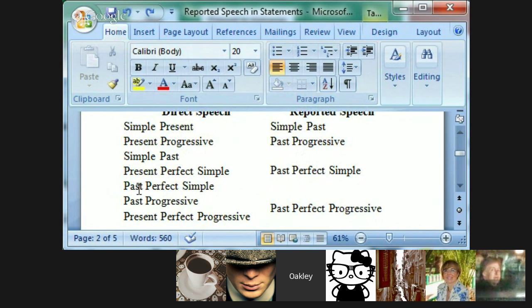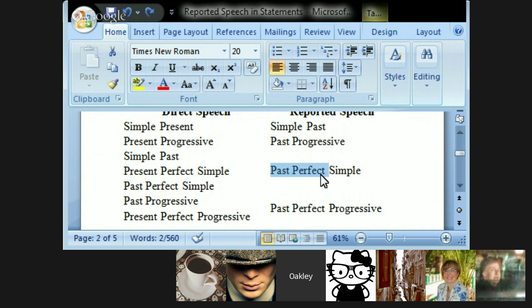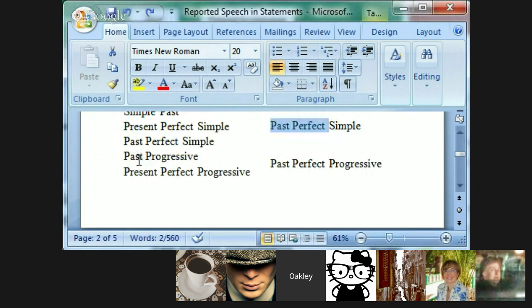All right, past perfect does not change. Why? Because there is no more past. You can't backshift past perfect. There's nothing more past than past perfect. That's as past perfect as English gets. So you can't go any more past than past perfect.